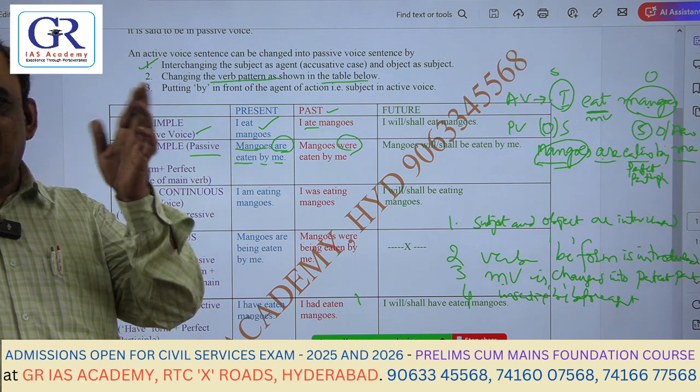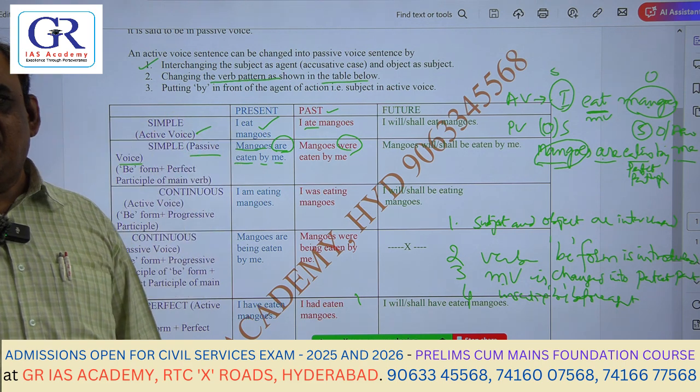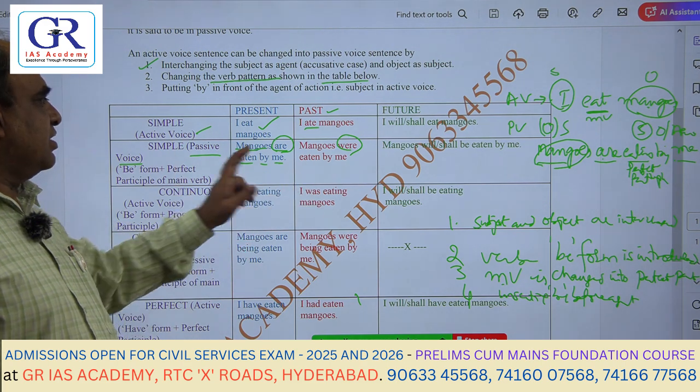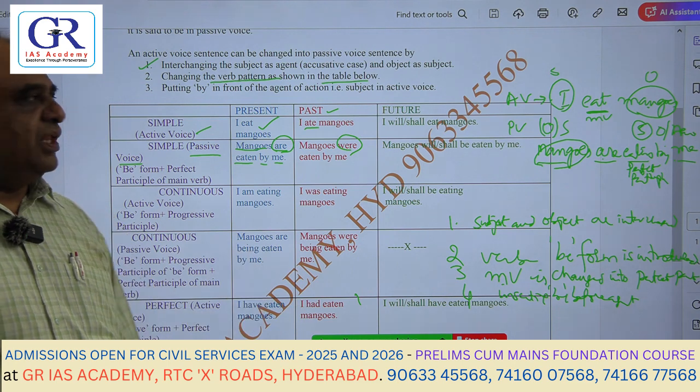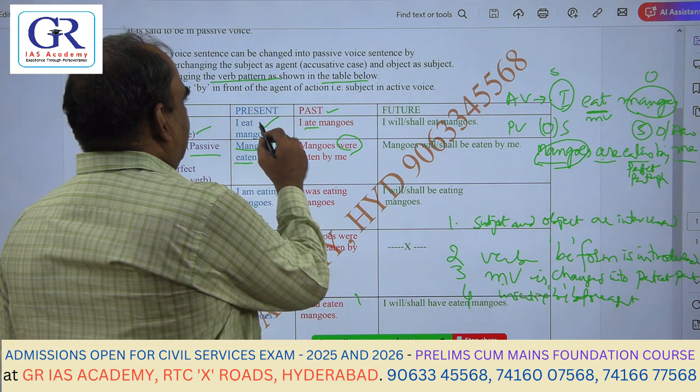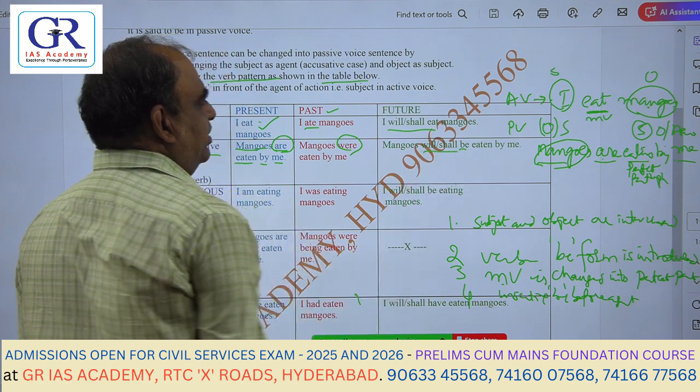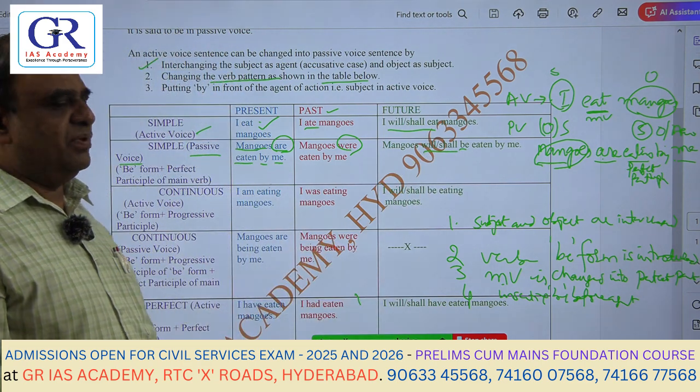Be form, because it tells about the time here. Everything is same. Eaten by me, eaten by me. Mangoes, mangoes. Are will become were. If it is future tense, I eat, will eat. So same thing, be will be, will shall be. Everything is same, eaten by me, eaten by me.